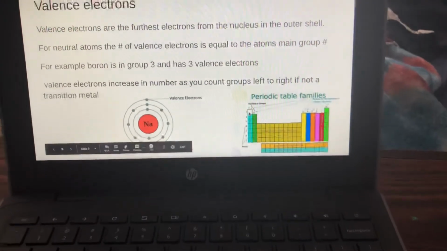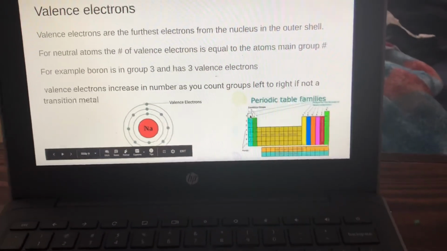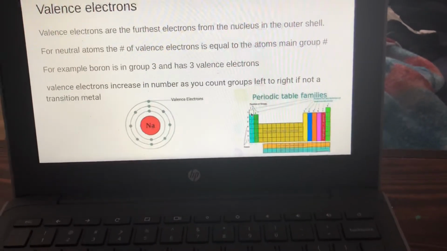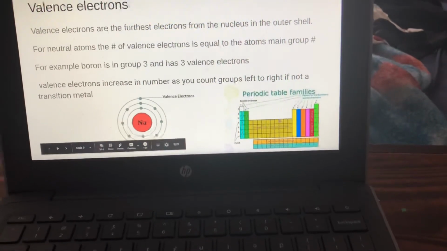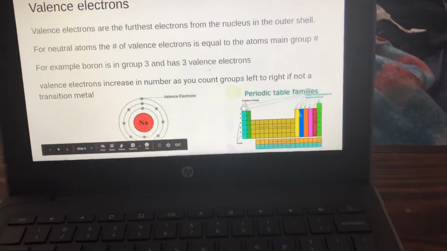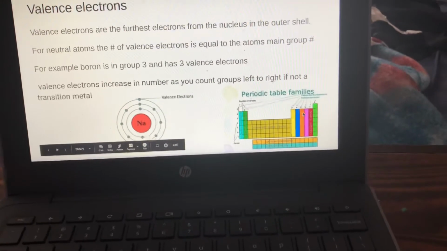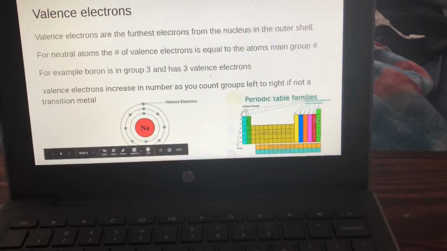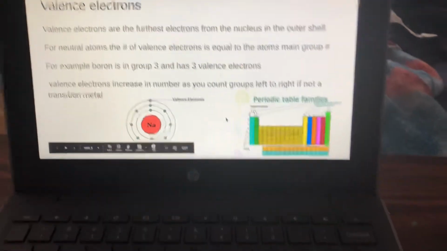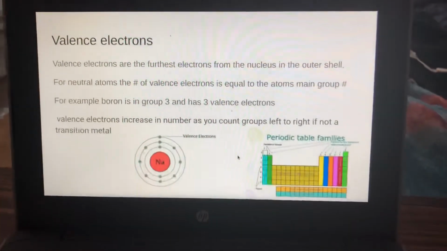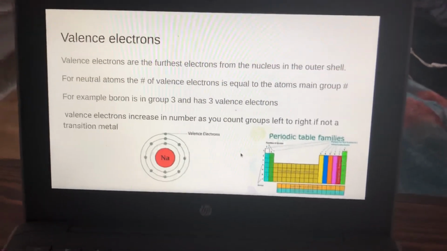And here's a periodic table. As you can see, groups 1 and 2, you don't count these because these are transition metals. 3, 4, 5, 6, 7, and 8. And valence electrons are the most important electrons in an atom.